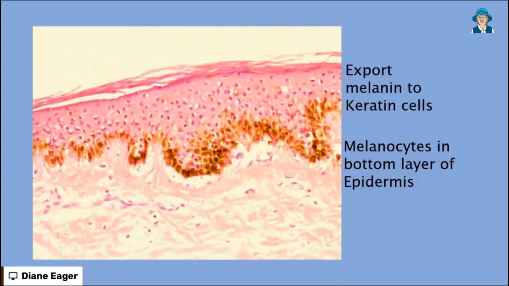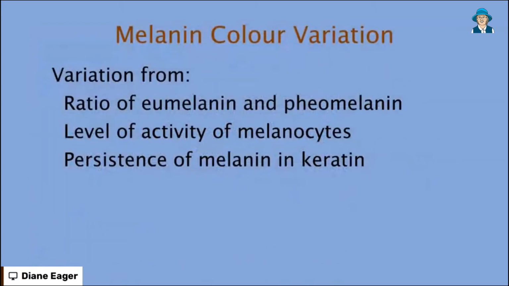So the melanin cells export it to the keratin cells, and that explains how we get the variation. You've got variation in the ratio of the eumelanin and the pheomelanin. That's the reddish colored melanin and the very, very dark melanin. How active those melanocytes are, and whether the melanin persists in the keratin.